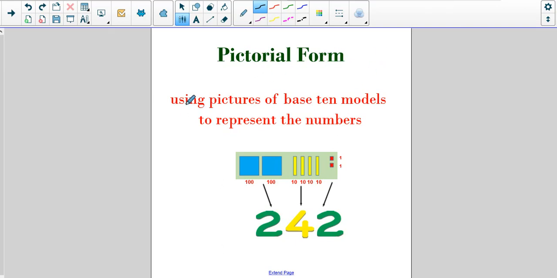Pictorial form is using pictures of base 10 models to represent the numbers. This is 242. The 100 flats are used to represent 200. The tens rods are used to represent 4 tens.